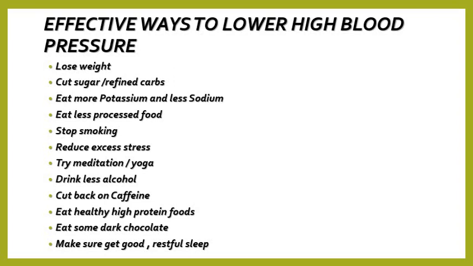Drink less alcohol. Two standard drinks per day for men and 1 for women is usually recommended. That's the safe level of drinking. Cut back on caffeine. Eat healthy, high-protein foods. This will compensate for the fats and carbs and keep you full. Now eat some dark chocolate. It has flavonoids that help to lower the blood pressure by opening up the arteries. And sleep deprivation is also one of the causes of increased blood pressure, so make sure you get good, restful sleep. Well, that comes to the end of this video.